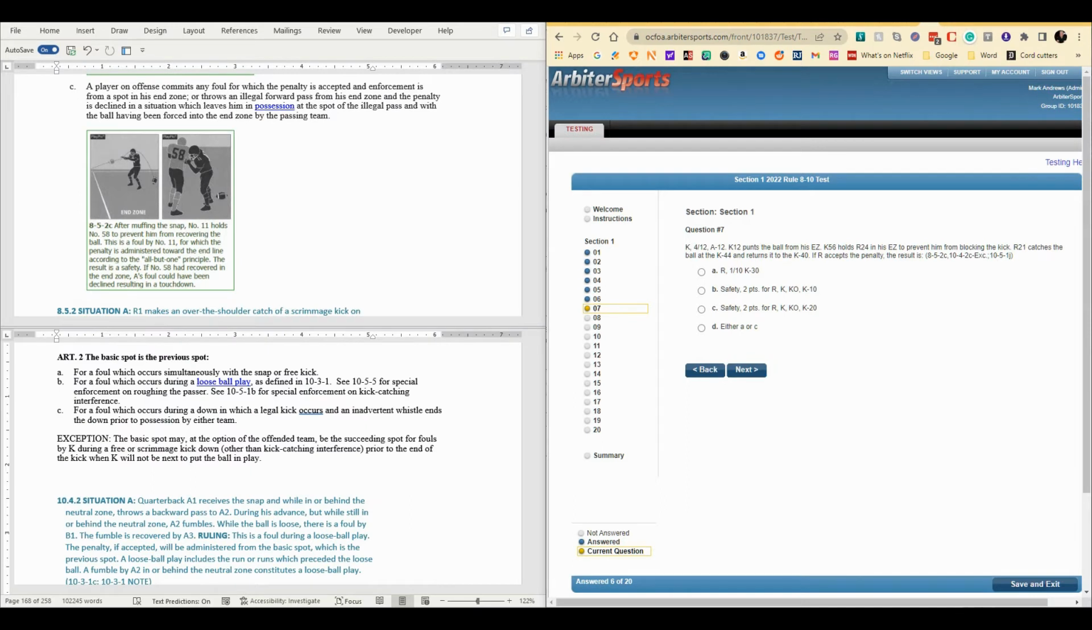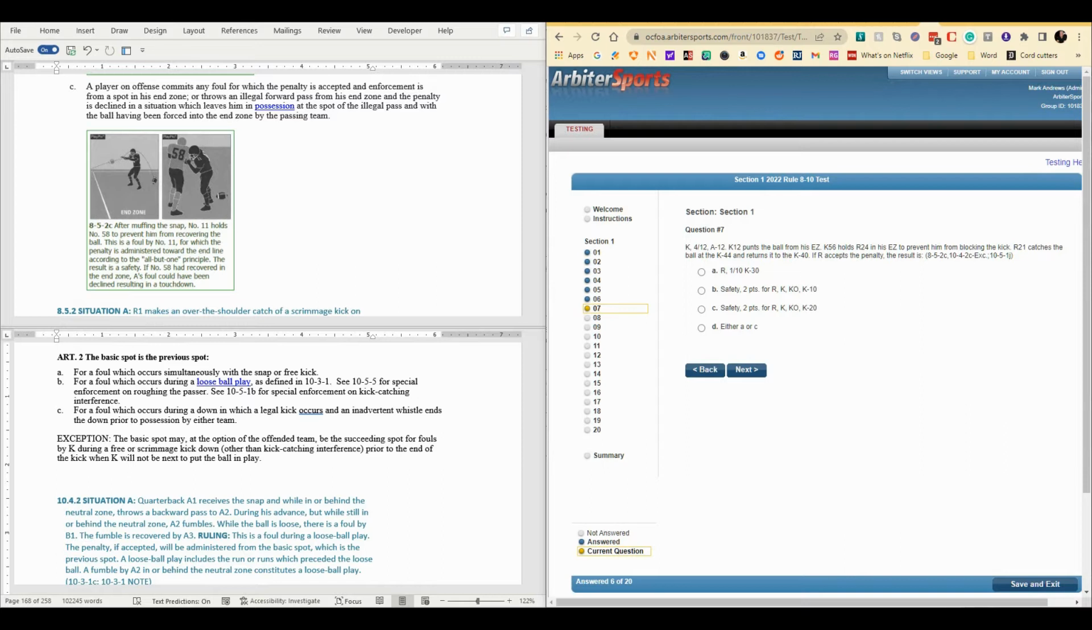All right, question number 7. This one's a tricky one, so listen up. K 4th and 12 on the A12. K12 punts the ball from his end zone. K56 holds R24 in his end zone to prevent him from blocking the kick.